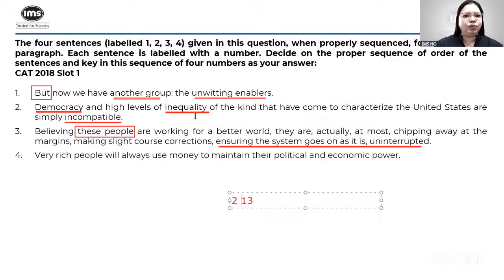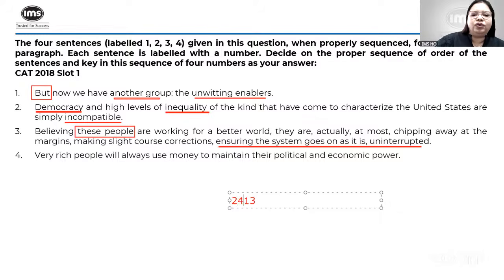So what kind of inequality are we talking about? The inequality that powerful and rich people try to create. They even try to bring in political inequality. Democracy assures political equality, but they try to sustain this inequality because they have their money with them. Using their money, they will just try to maintain their position. Will that fit at the end? After 1, 3, after I talk of enablers who are unconsciously maintaining this current system as it is, can I bring in 4? It makes absolutely no sense, isn't it? Right? In fact, it explains 2.